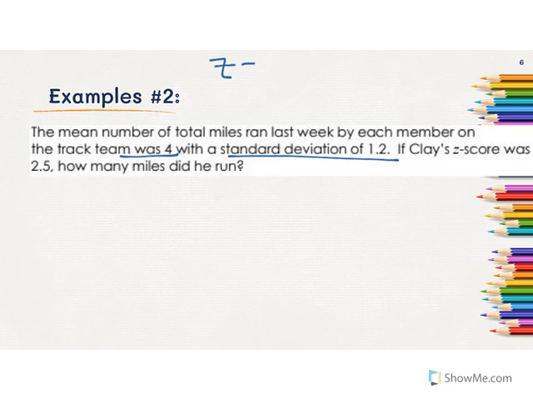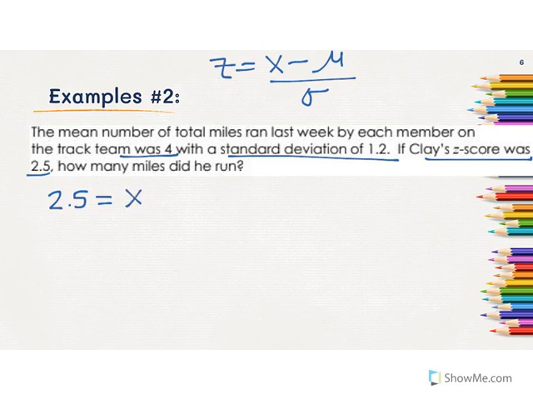So we have a z-score here that was also given to us. This time it's a little bit different because now we're looking for the data value, given the mean and the standard deviation. So we're going to plug in the given information. We had a z-score of 2.5, so I'm plugging that in for the z. That stands for our z-score. I don't have my data value because I'm trying to figure out the amount of miles that he actually ran, but I do have my mean of 4 and my standard deviation of 1.2.